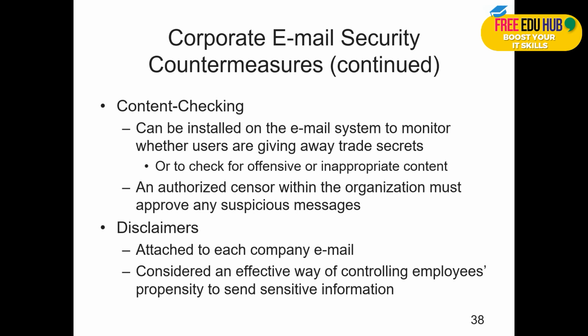An authorized censor within the organization must approve any suspicious messages based on the subject, based on the attachment, based on the content. They'll be reading it before the emails are sent out or received in the organization. They want to make sure that they don't have any guys who are sitting within an organization and sending trade secrets through their personal email accounts or the official email accounts.